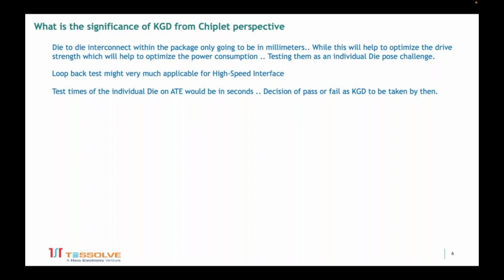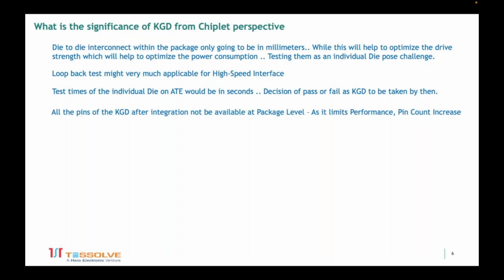But within the seconds, we are taking a pass and fail decision, not exactly testing the way the end application requires. So there are some challenges, and this KGD is going to go into a bigger function later to be tested. And of course, all the pins that we would have tested on the die may not all be available at the package level. Of course, it will limit the performance if you want to bring them out, and the pin count increases, and eventually the package size and the cost will go high, so it's not possible.